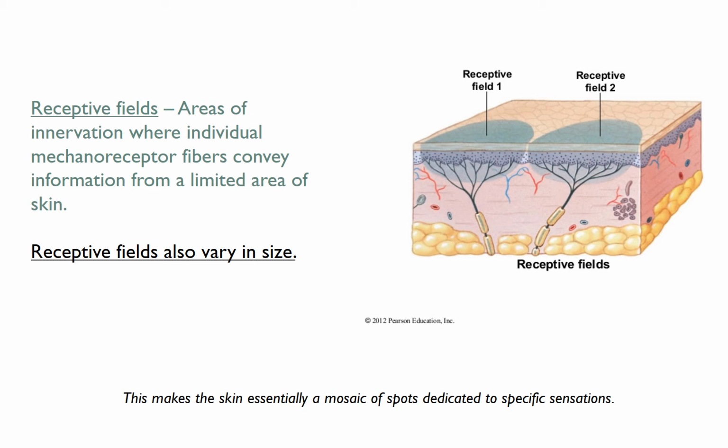dedicated to specific sensations. Now, these areas of innervation from individual mechanoreceptor fibers are usually so small that we don't particularly notice that, hey, if you poke right here, I feel pain, but right next to it, I only feel vibration. It's just so small, it's beyond our conscious awareness of it. But at a micro level, that's essentially what it is.